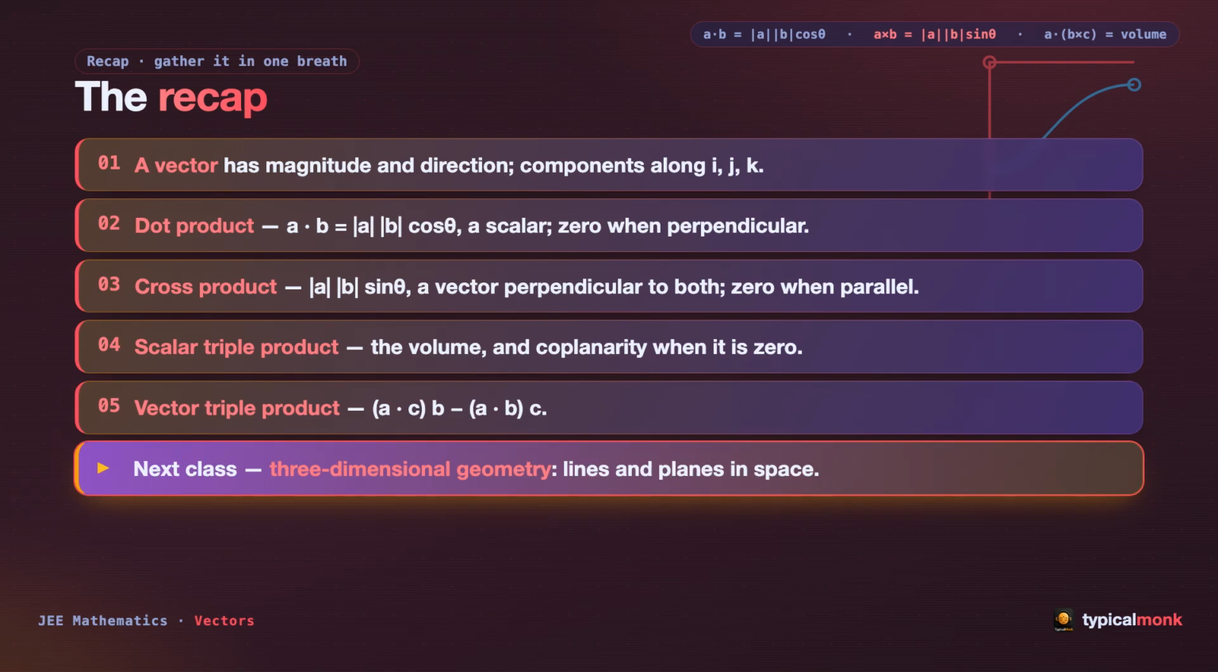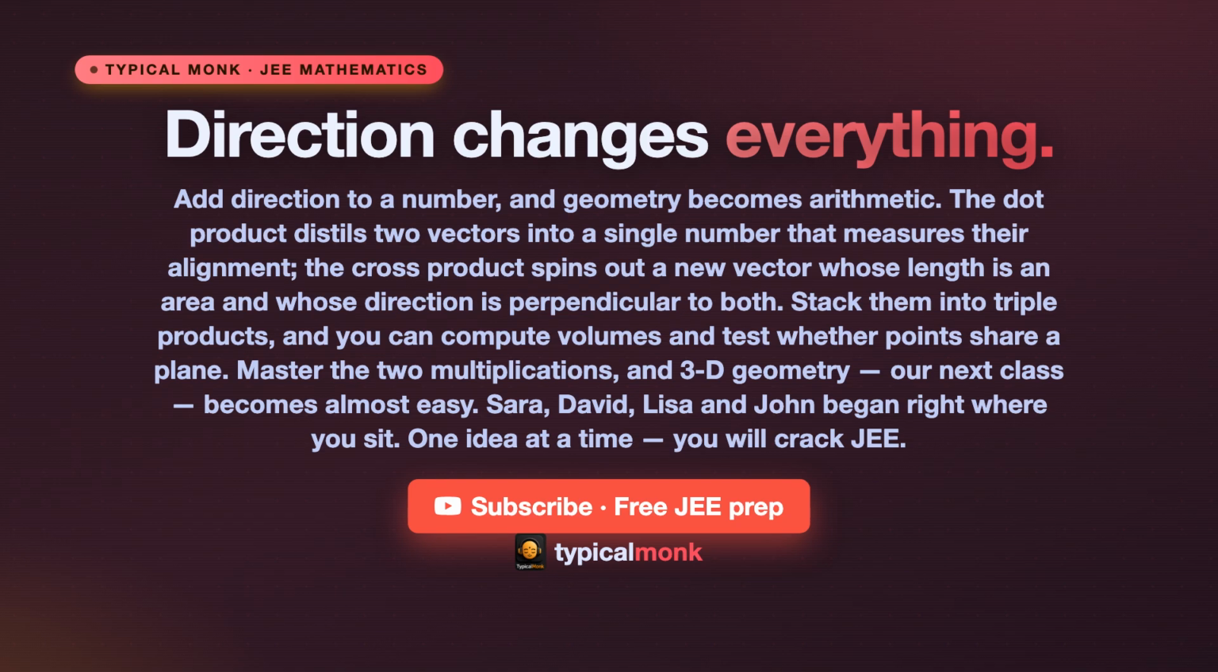Next class, three-dimensional geometry, lines and planes in space. Add direction to a number, and geometry becomes arithmetic. The dot product distills two vectors into a single number that measures their alignment. The cross product spins out a new vector, whose length is an area and whose direction is perpendicular to both. Stack them into triple products, and you can compute volumes and test whether points share a plane. Master the two multiplications and three-dimensional geometry. Our next class becomes almost easy.